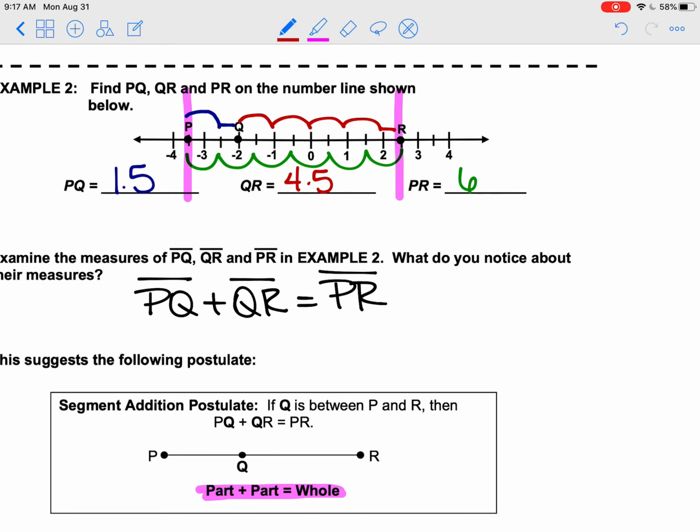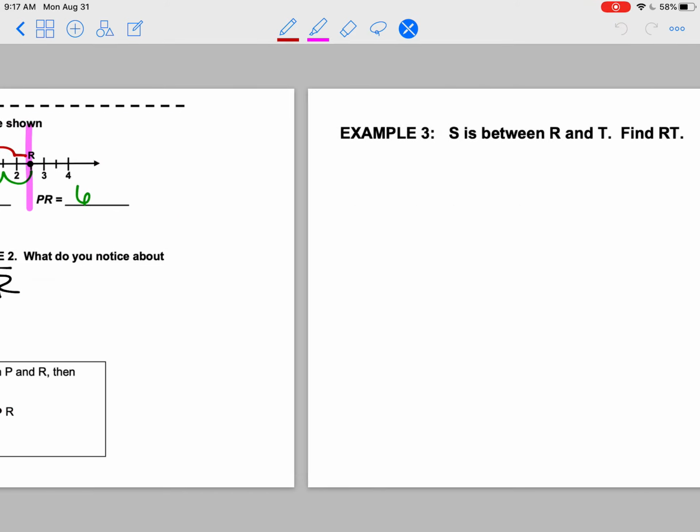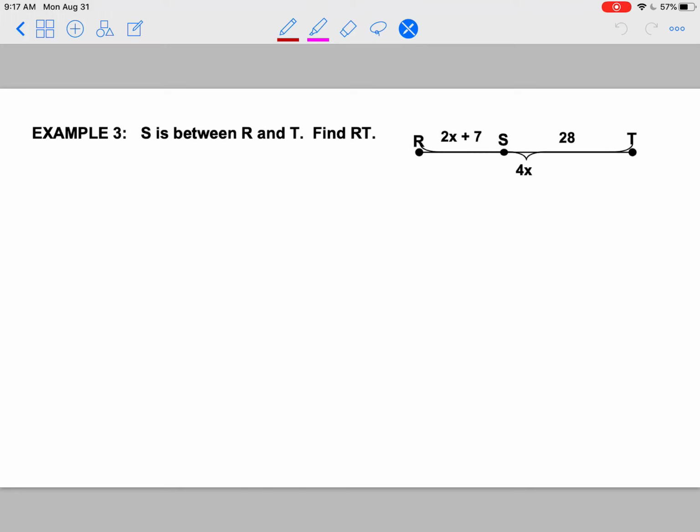And just to give you a visual, here's one part, Q to R is the second part, P to R is the whole thing. Okay, so let's look at a few examples here. We can see that R to S is one part, S to T is the other part, and R to T is the whole thing. Label your picture so you can see who the parts are and who the whole segment is. So we can set up an equation, part plus part equals whole. That's always going to work for segment addition postulate.